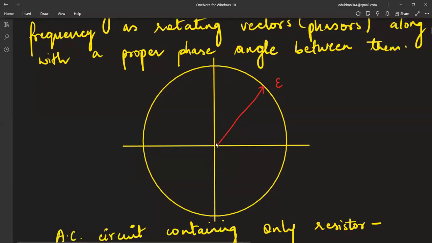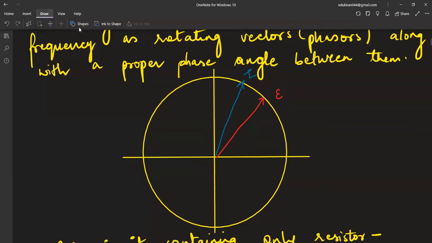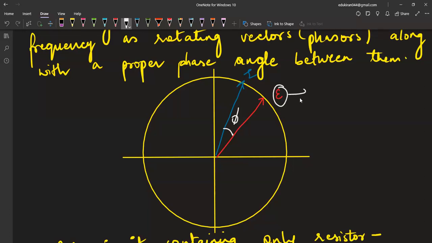Suppose in this same phasor, I'm representing the value of current. This is the value of current, right? Now, between these EMF and current, the angle that is given is phi. So these are the phasors. That means these are the rotating vectors. These are the phasors, they are the rotating vectors.